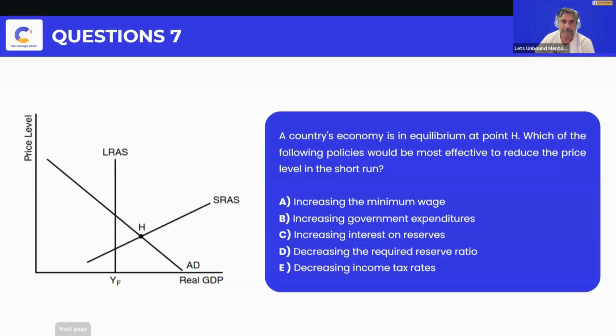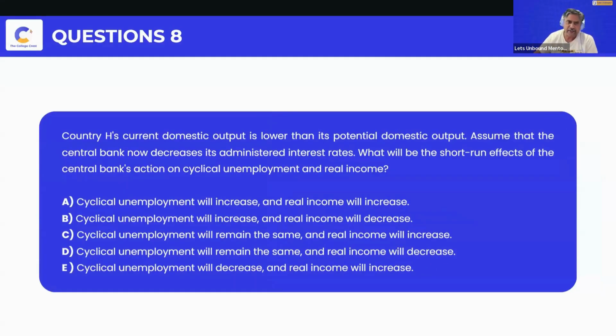Country H's current domestic output is lower than its potential domestic output. So right now they are an underperforming economy. Assume that the central bank now decreases its administered interest rates. What will be the short-run effects of the central bank's action on the cyclical unemployment and real income?